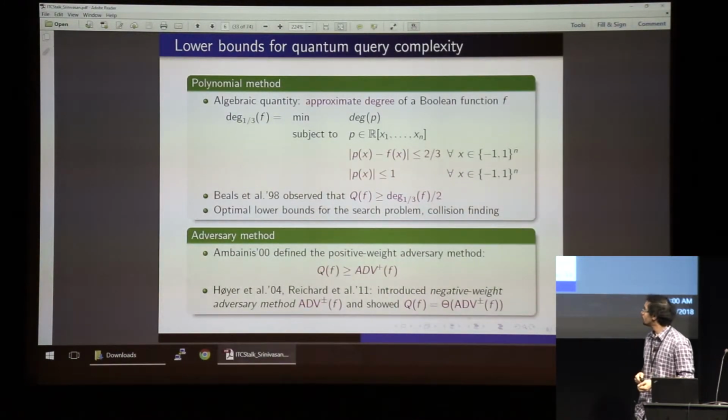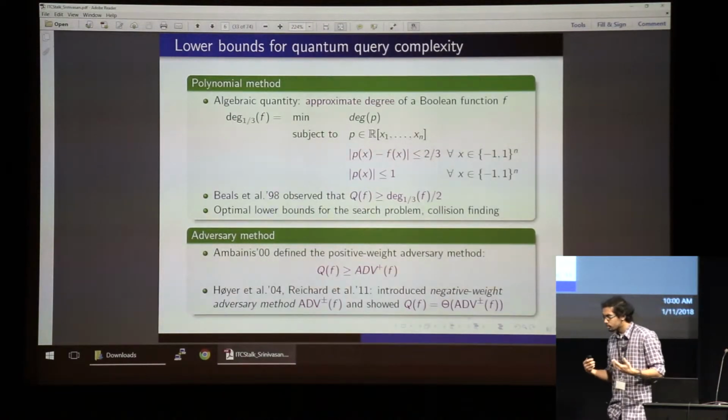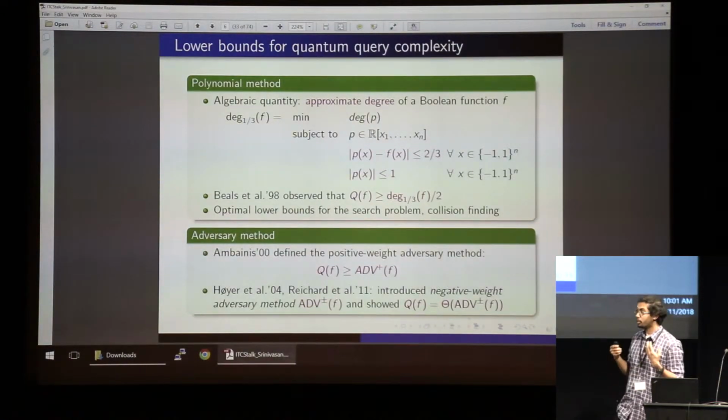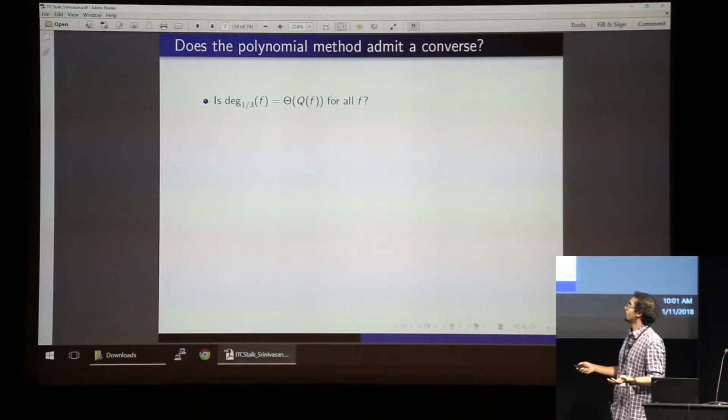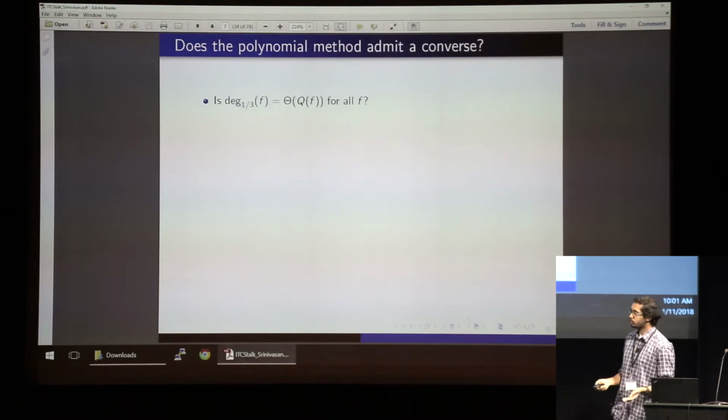using this negative weight adversary method. The question that I'm trying to understand in this talk is, can we say a similar theta kind of statement about the polynomial method? Does the polynomial method also admit a converse? And the first natural question one can ask is, is approximate degree of a Boolean function theta of quantum query complexity?